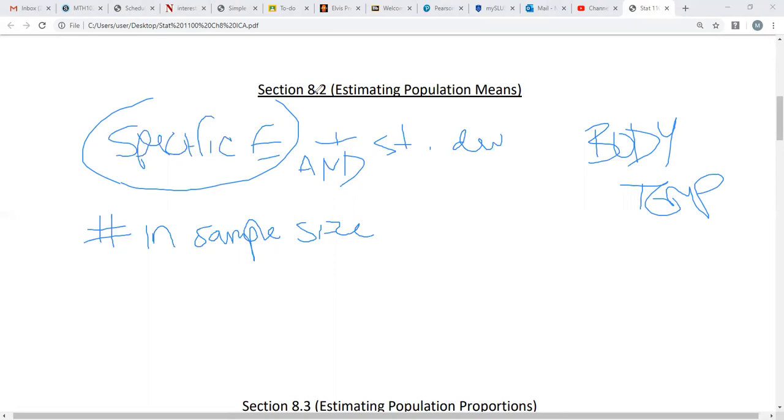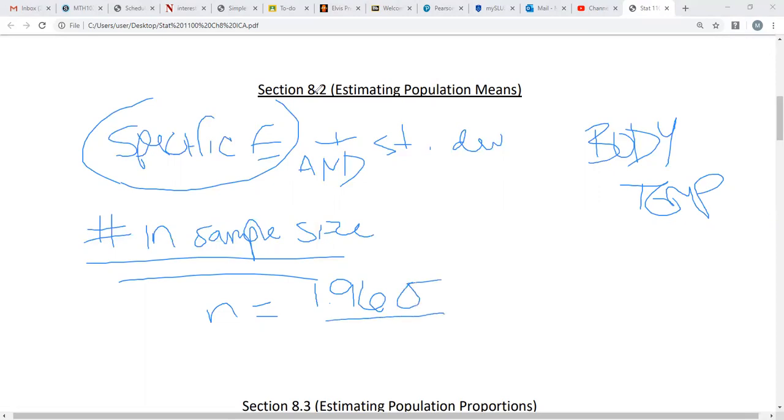So here we have to say, well, how many people do we need in our study? And to calculate that, again, you're going to see this 1.96 value. We're going to multiply it by sigma and divide it by our margin of error and square that entire value.